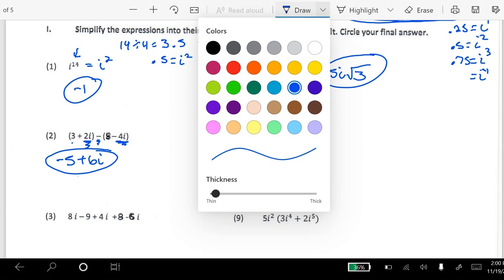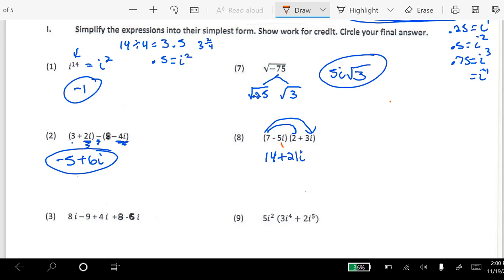Then we come back and we distribute the -5i. We get -10i. And we get -15i squared. Answer is going to be 14 plus 11i. And then minus 15 times a -1.